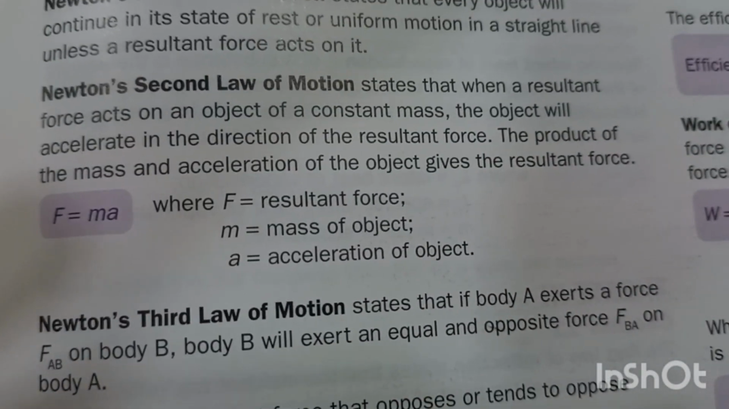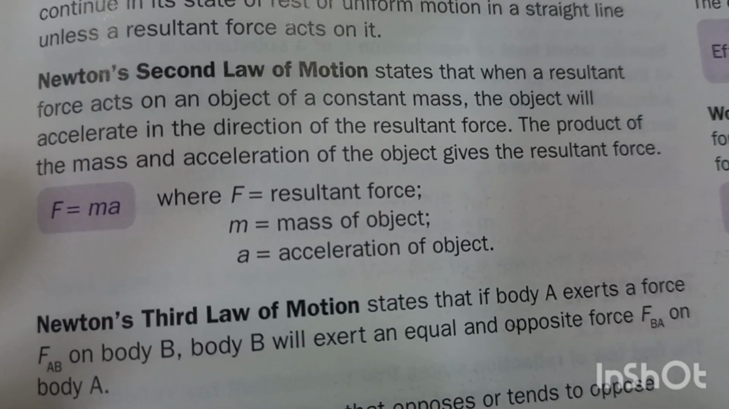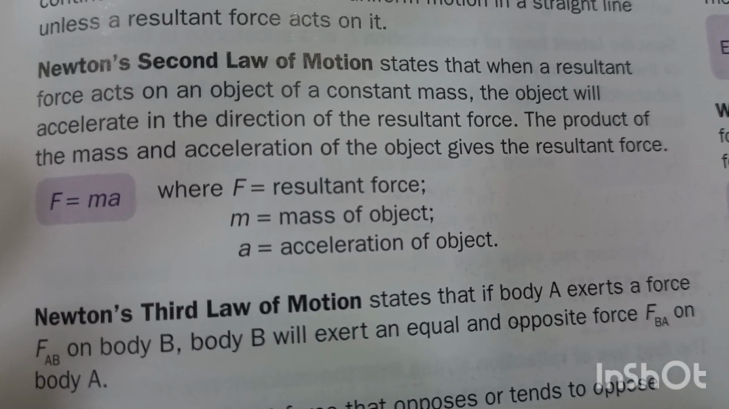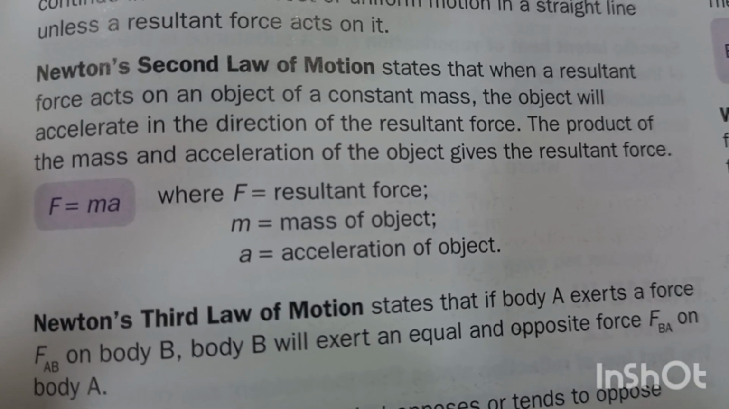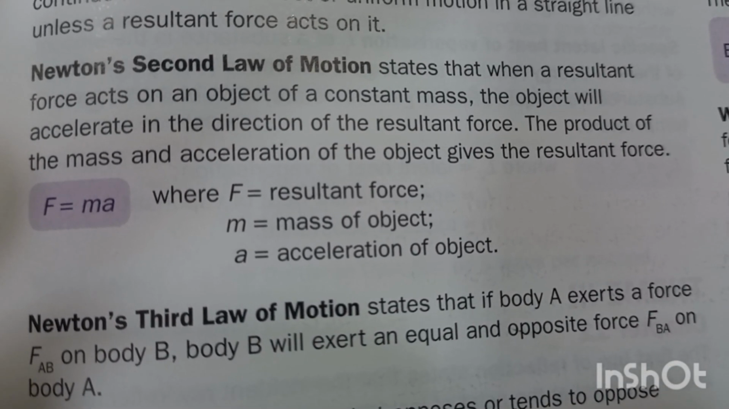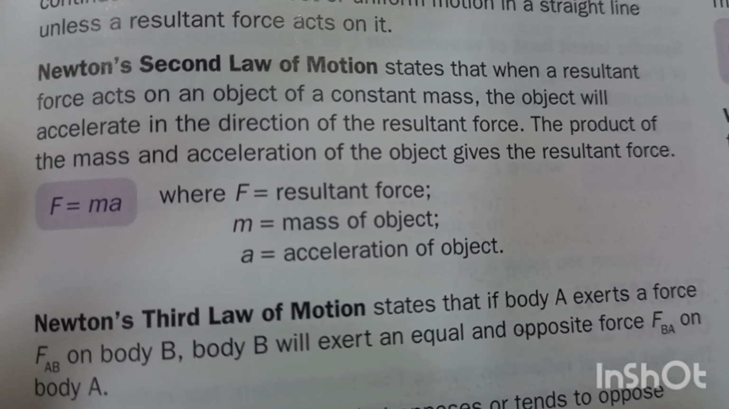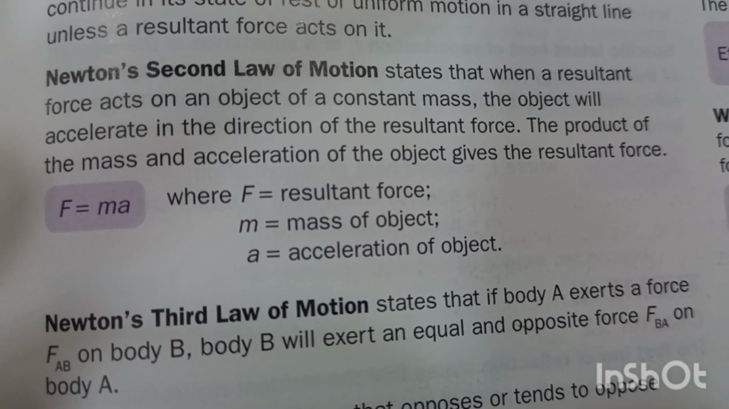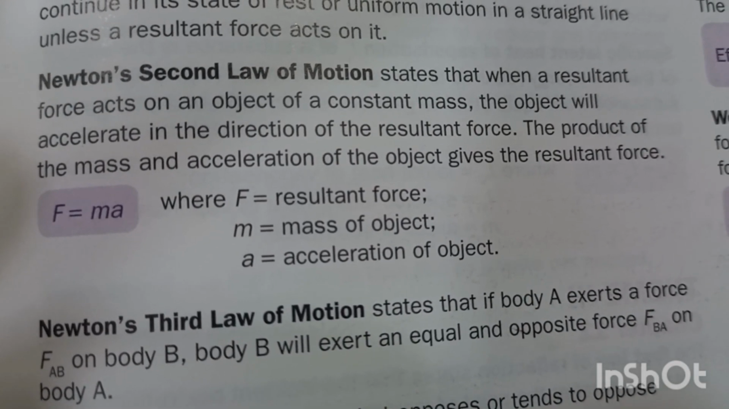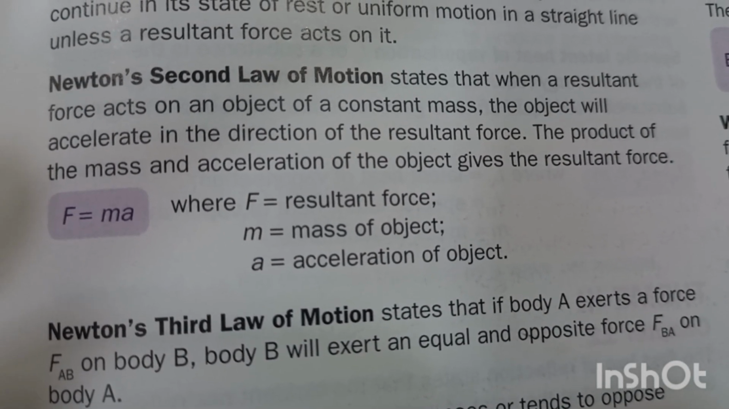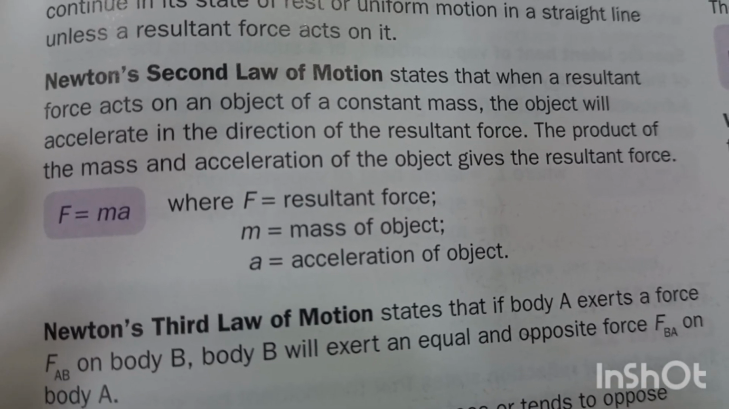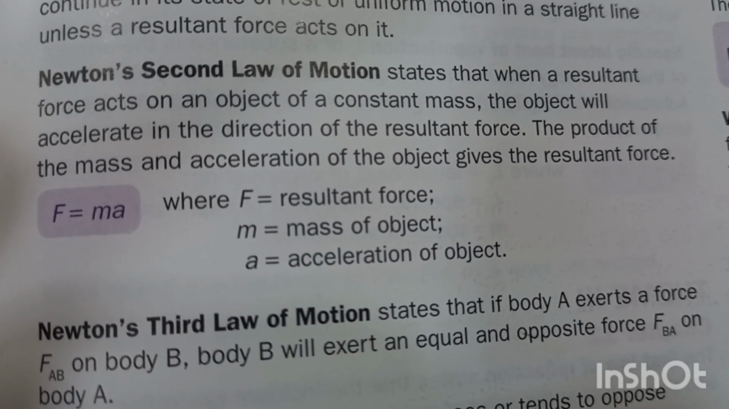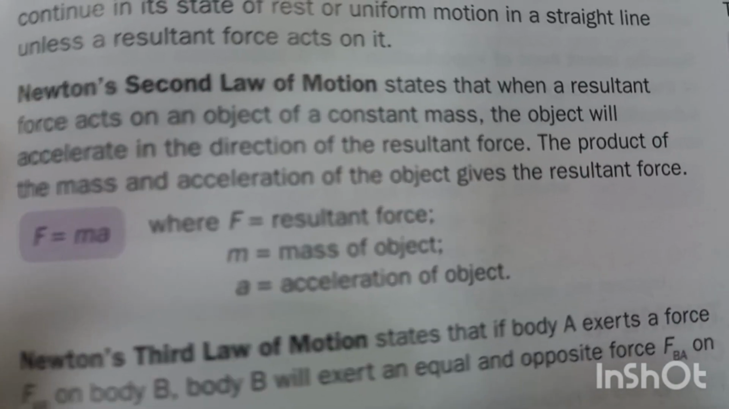Newton's second law of motion states that when a resultant force acts on an object of a constant mass, the object will accelerate in the direction of the resultant force. The product of the mass and acceleration of the object gives the resultant force. F equals ma, where F is the resultant force, m is the mass of the object, and a is the acceleration of the object.